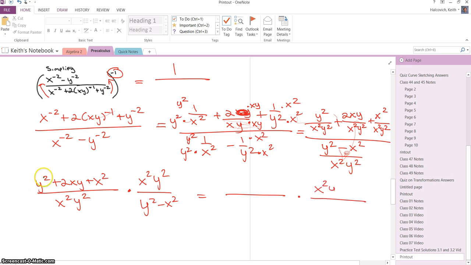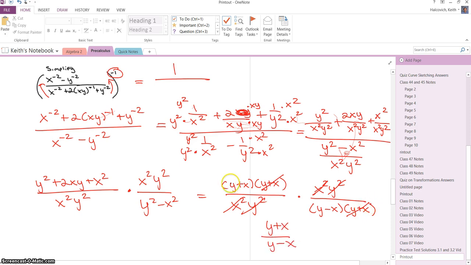Well, x squared times y squared does not factor. Y minus x times y plus x is the difference of two squares. And then here, it's going to be y plus x times y plus x. That'll give you y squared plus 2xy plus x squared, because the factors of 1 that add to 2 are 1 and 1. When you cancel, notice the x squared, y squared cancel out, so you're just left with y plus x over y minus x.